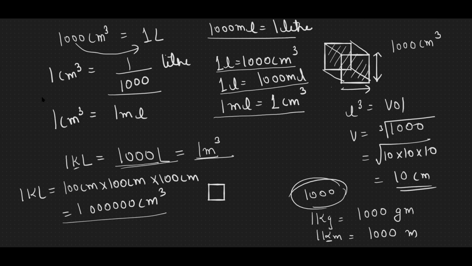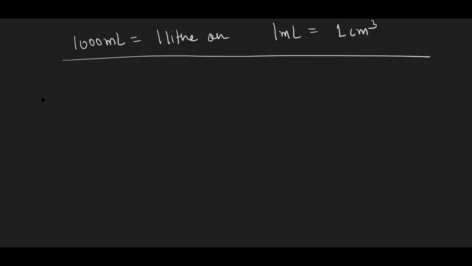And the last relation, that is very important: 1000 ml is basically 1 liter, or 1 ml equals 1 centimeter cube. Make sure you remember this. 1000 ml equals 1 liter or 1 ml equals 1 centimeter cube, and 1 kiloliter equals 1000 liters equals 1 meter cube. Make sure you remember this.